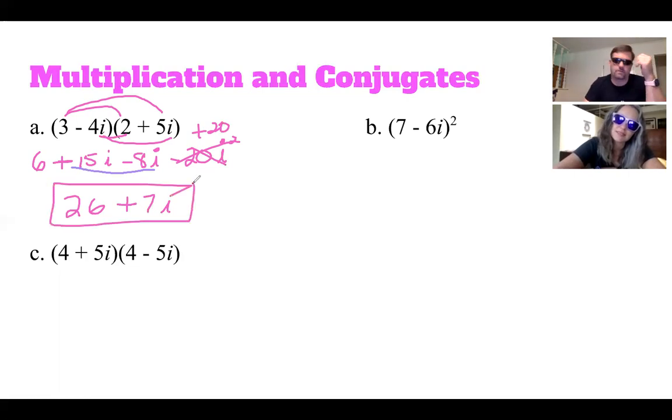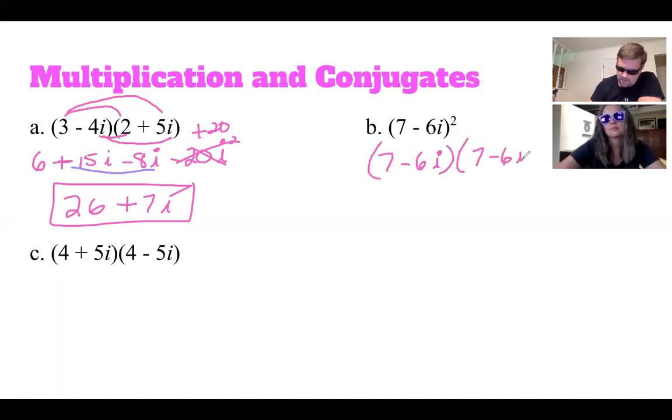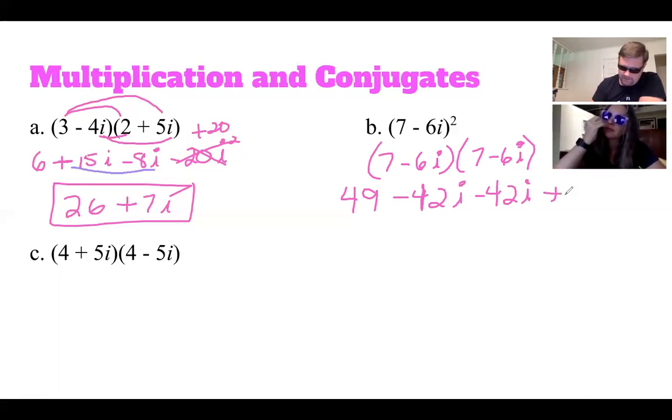All right. So help me. Do not say that's 49 minus 36i or plus 36i squared or whatever. Remember, we got to drop it down twice and multiply it out. So 7 minus 6i times 7 minus 6i. So we would then get 49 minus 42i, and we're going to get 2 instances of 42i's. And then 36, we'll get plus 36, and I'm going to just put -1 there.